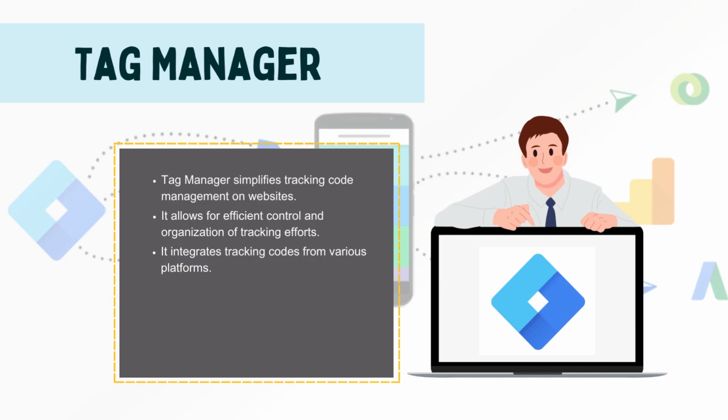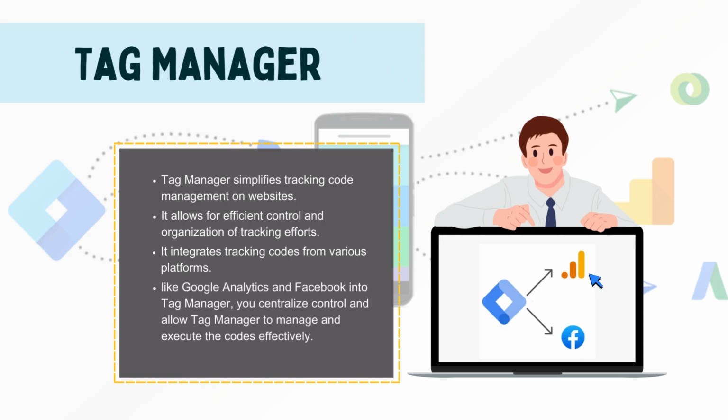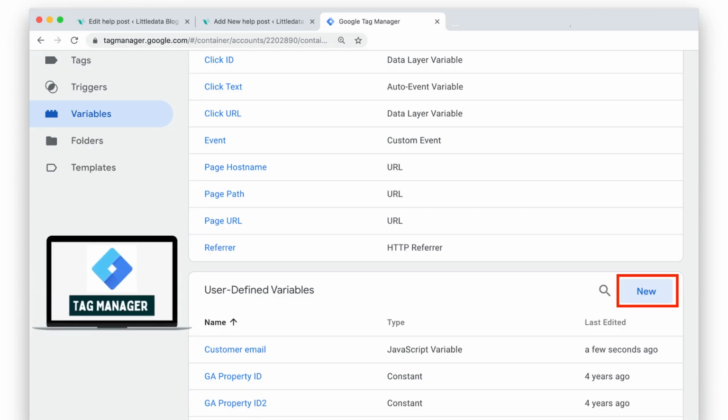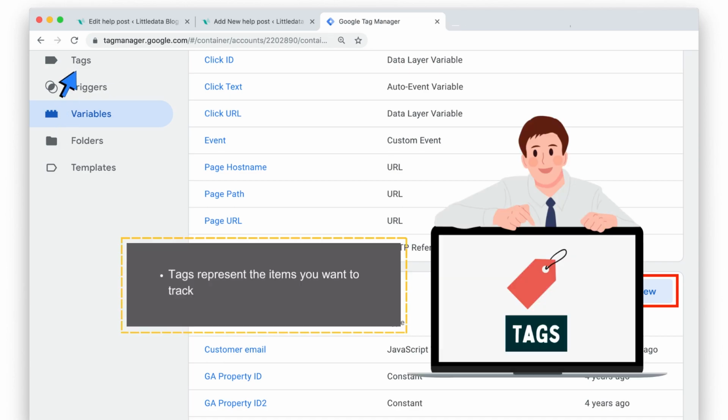Tag Manager is a powerful tool that simplifies the management of tracking codes on websites, enabling efficient control and organization of tracking efforts. By integrating tracking codes from platforms like Google Analytics and Facebook into Tag Manager, you centralize control and allow Tag Manager to manage and execute the codes effectively. Tag Manager operates through the interactions of tags, triggers, and variables.